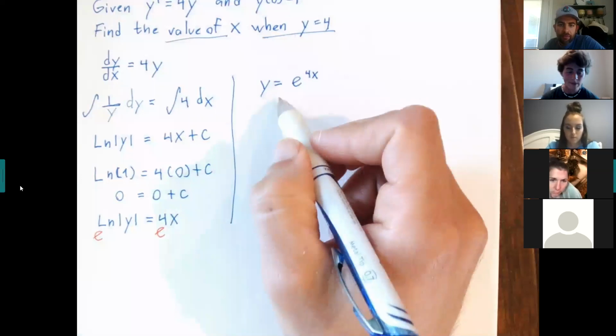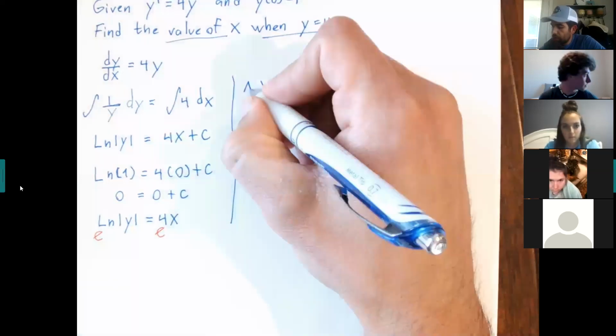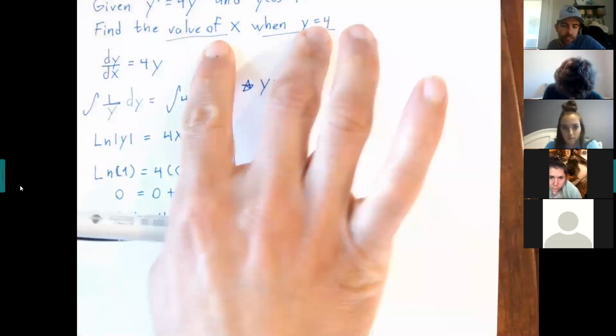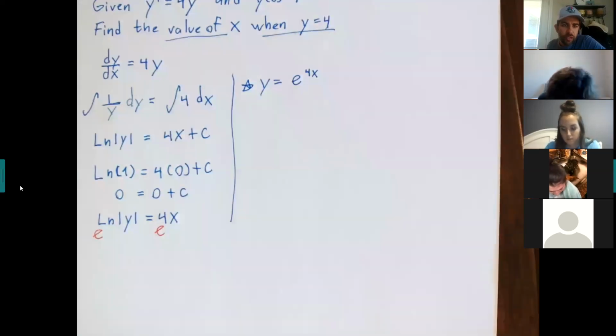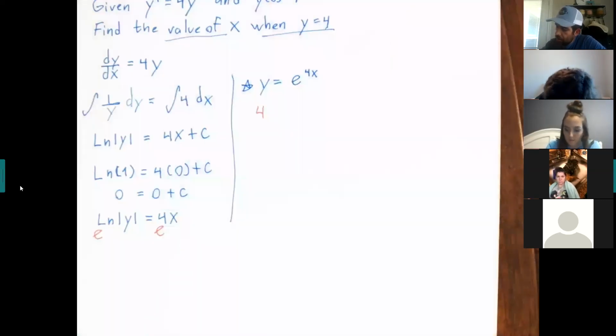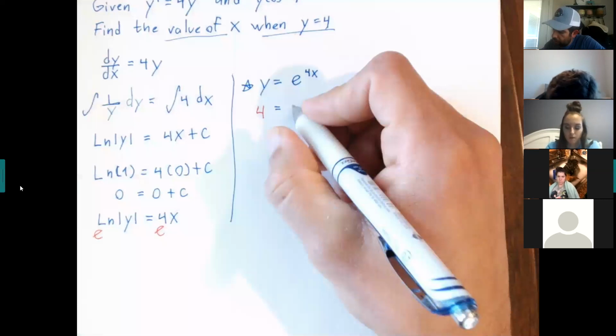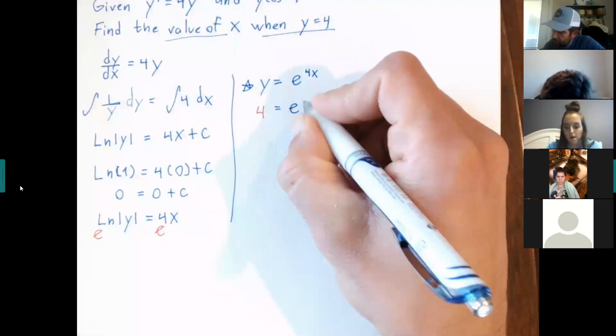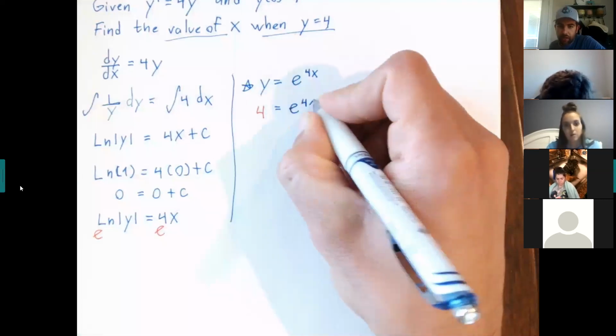So now that I have this, this is what I need in order to answer this. And that part right there is just like an algebra 2 problem. It says find the value of x when y is 4. So we're going to plug in a 4 here. And then we want to know what the value of x is going to be. So essentially what they're asking you to do is solve for that.